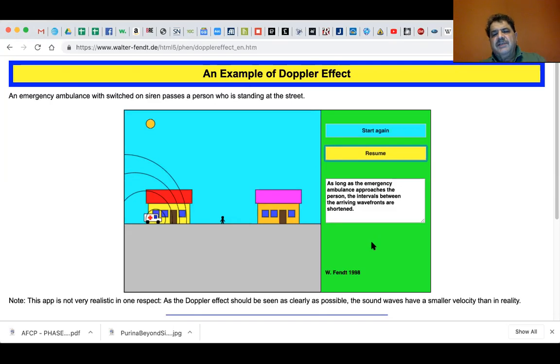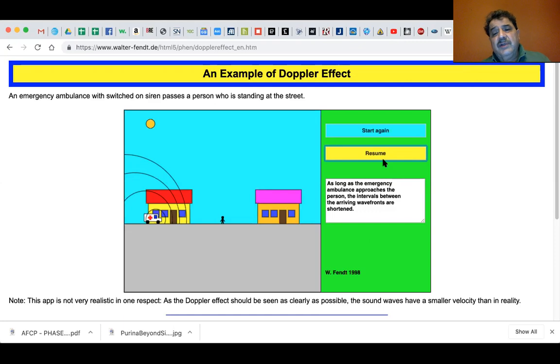As long as the emergency ambulance approaches the person, the intervals between the arriving wavefronts are shortened. So you think of these spherical wavefronts coming toward you, but so is the car. So there's a shortening of the wavelengths. And then look what happens when they pass the observer.